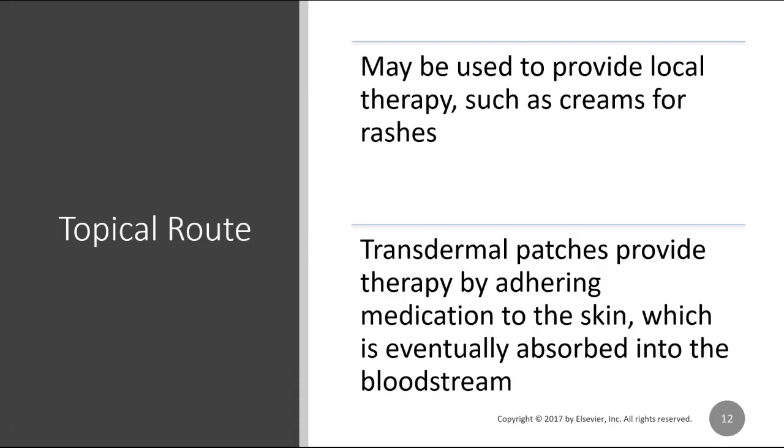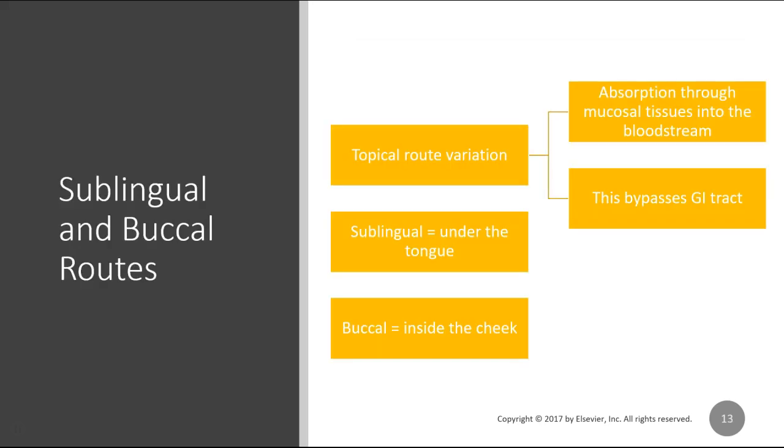Topical route may be used to provide local therapy, such as for creams or rashes. Transdermal patches provide therapy by adhering the medication to the skin, which is eventually absorbed into the bloodstream. There's sublingual and buccal routes.